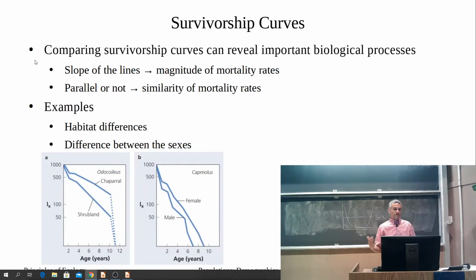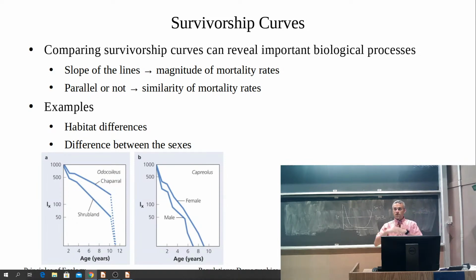All right, so why do we look at survivorship curves? Well, it tells us a lot about the mortality rates. But we can also compare survivorship curves because it could reveal important biological processes. The things that we're comparing are the slopes of the line and whether or not our lines are parallel.